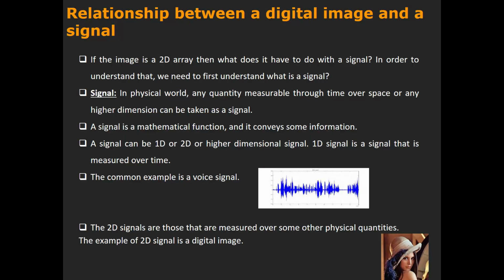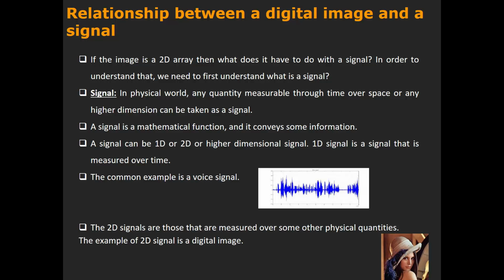Now, the relationship between a digital image and a signal. If the image is a two-dimensional array, then what does it have to do with the signal? In order to understand, we first need to understand what a signal is. In the physical world, any quantity measurable through time, over space, or any higher dimension can be taken as a signal. A signal is a mathematical function and it conveys some information. If a signal does not have any information, then it is known as noise. A signal can be one-dimensional, two-dimensional, or higher dimensional.